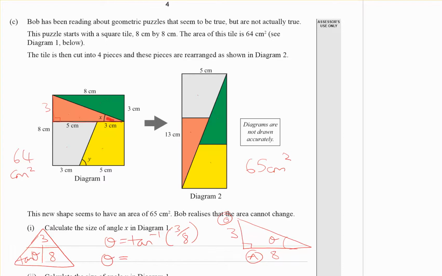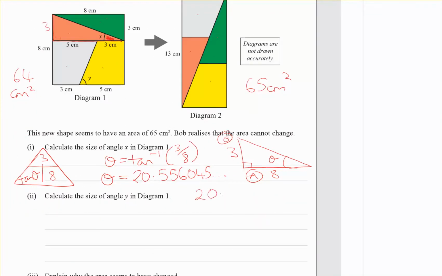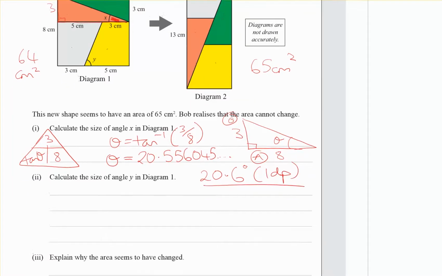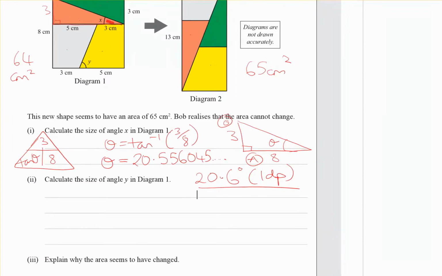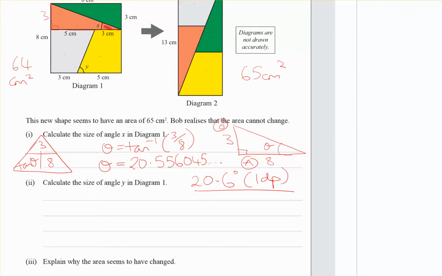And of course there are other ways to do it. Once again, it's quite a long decimal, so we might write down all of it, or quite a lot of it, in case we need it. And then we could round it to 20.6 degrees to 1 dp, just to show we can do some sensible rounding. Right, now we're asked to calculate the size of angle Y in diagram 1 up here.